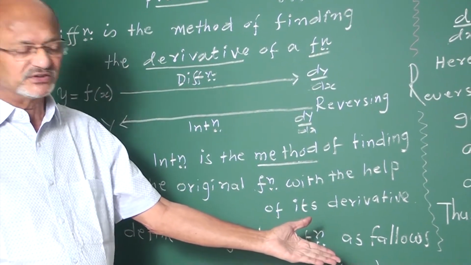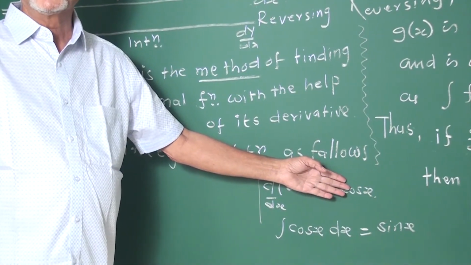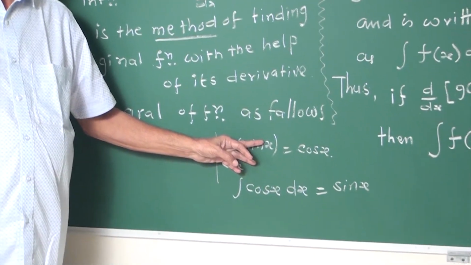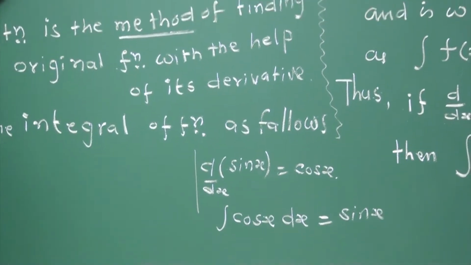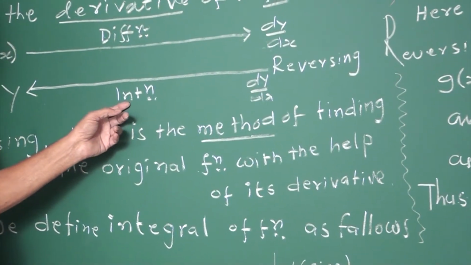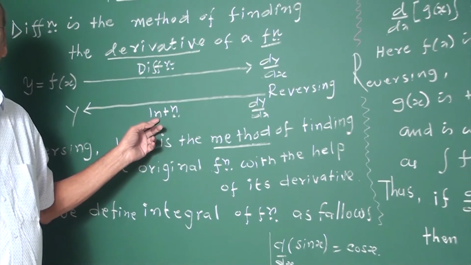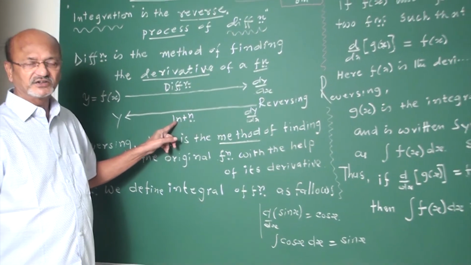We know that the derivative of sin x is cos x. What is cos x? The derivative of sin x. Reverse it. Reversing, what do you get? A new name. This is one name, differentiation. What is another name? Integration. All these names are given by mathematicians. That reverse process is known as integration.